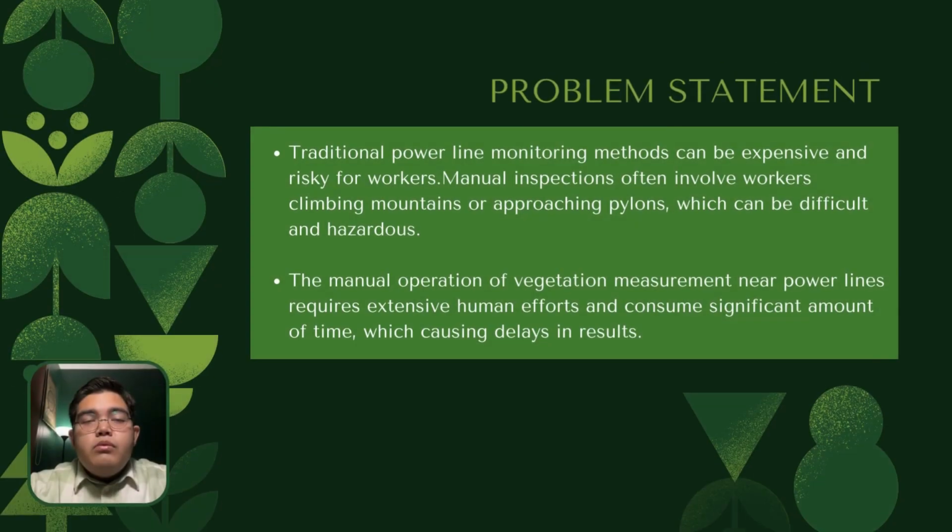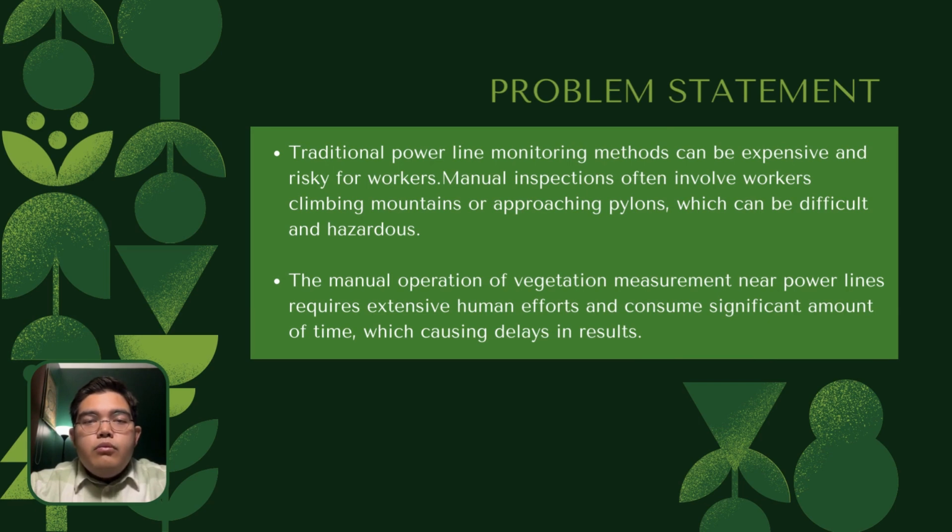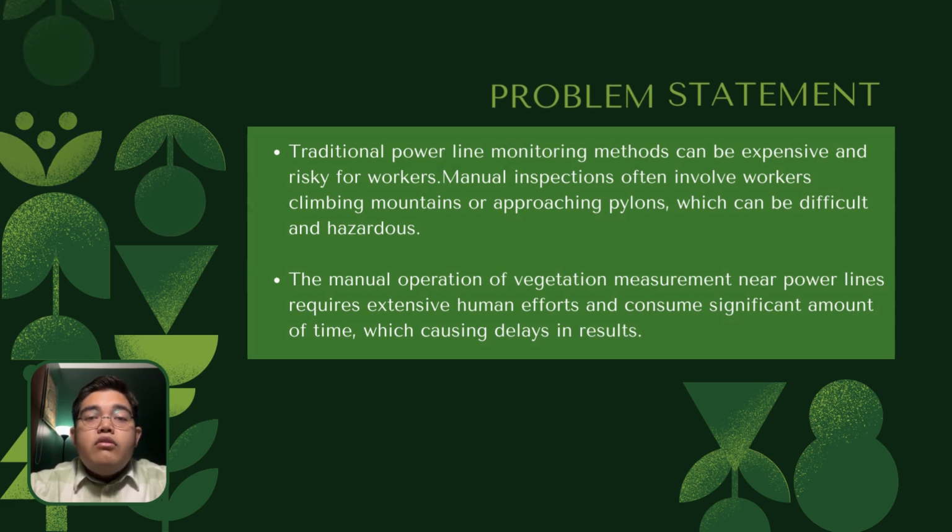Moving on to the problem statement. Assessing information from the studies, there are 2 problem statements in this project. The first problem is the traditional power line monitoring can be expensive and risky for workers. The second problem is the traditional power line monitoring can consume extensive human effort and a significant amount of time, and can cause delays in results.